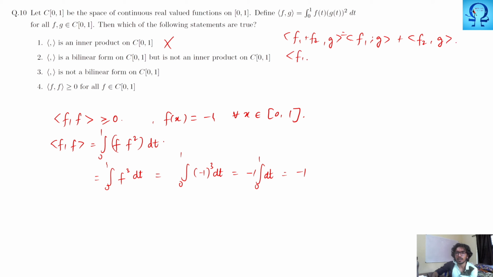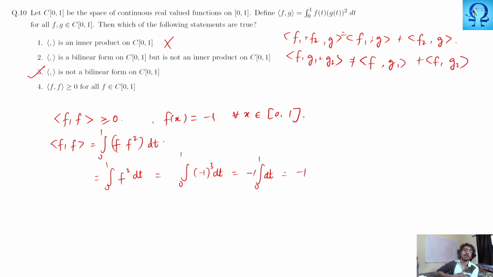Whereas if you find f comma g1 plus g2, this is not exactly equal to f comma g1 plus f comma g2. The problem here is that the second one is not linear, so you can very well identify this is not a bilinear thing. Okay, so option 4 is the first condition for an inner product.